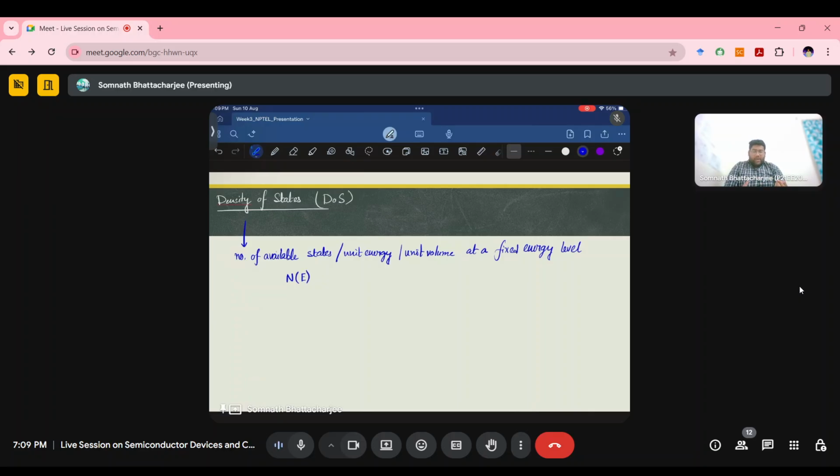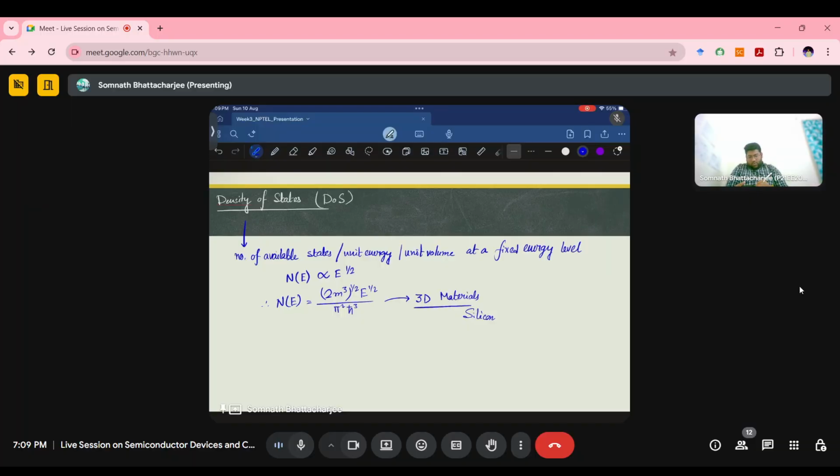We write it as N(E) or g(E) in many cases, but let's say N(E), and it is proportional to E to the power half. We can write the value as N(E) equals (2m^3)^(1/2) E^(1/2) divided by pi squared h-cut cubed. So this is the basic value of density of states, and this is for 3D materials, like silicon and those things.